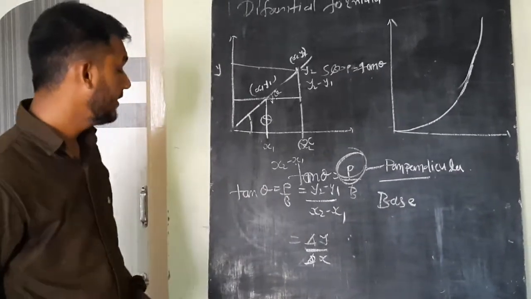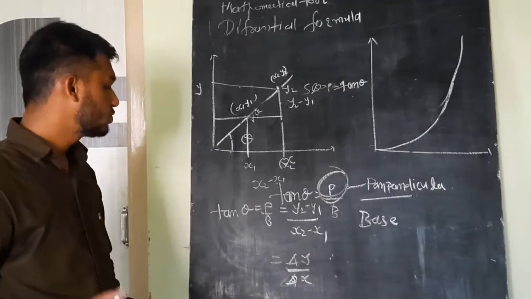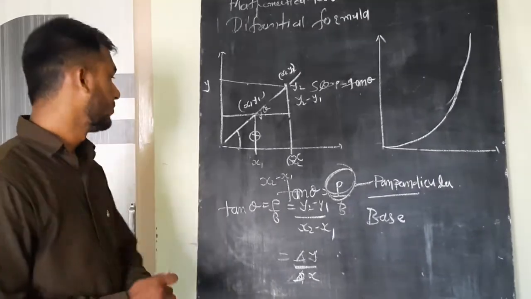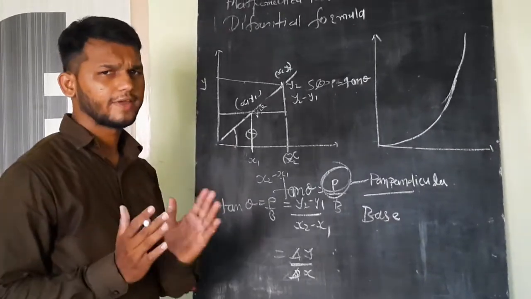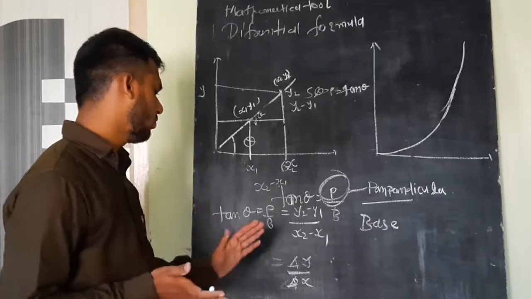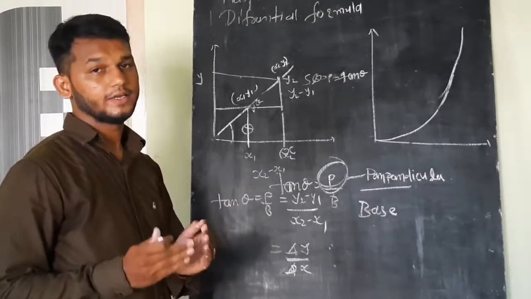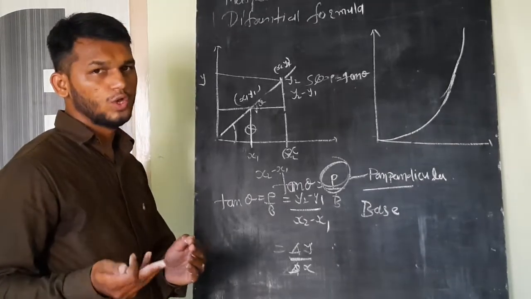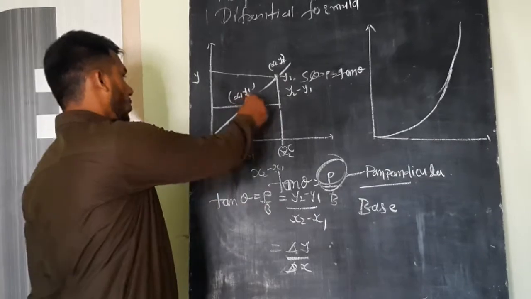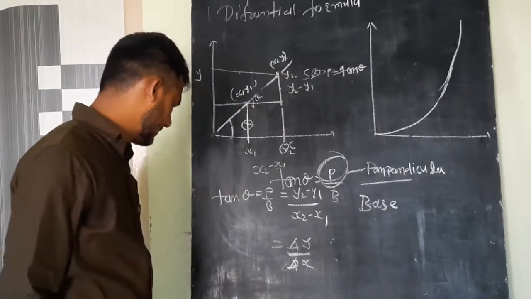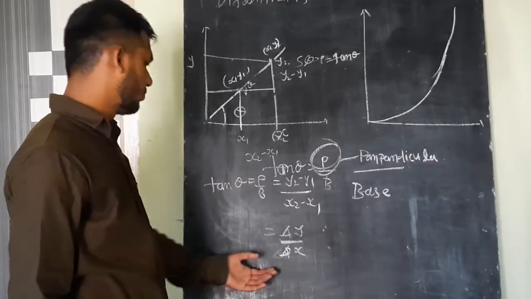But we need to take a small value. So first of all, what we need to do? At that time, we will consider that the value is very small. So when delta x tends to 0, it means the separation between these two points will be very small. At that time, dy upon dx gives the slope of the graph.